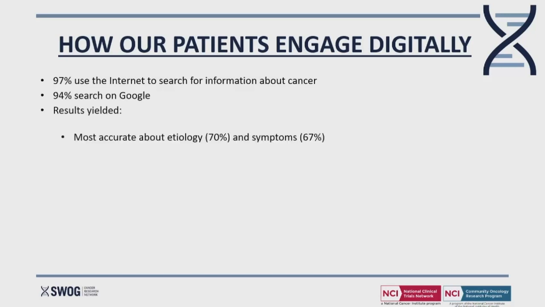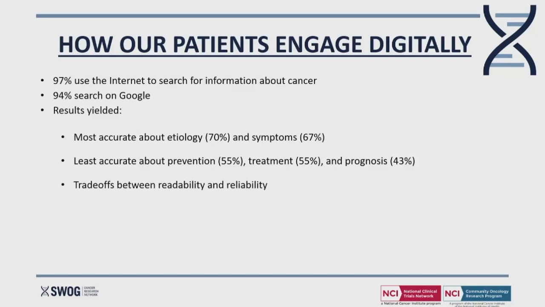What do they get back? There's a real trade-off, as I'll get to, in terms of, as was already mentioned, scientific literacy here. The most accurate information that they get concerns etiology and symptoms. They get less accurate information about prevention, treatment, and prognosis, the latter being the worst in terms of accuracy. And on the readability-reliability trade-off, we heard already that if we had to guesstimate where the average is, I think the 8th grade level is where a lot of our scientific messaging is probably appropriately aimed.